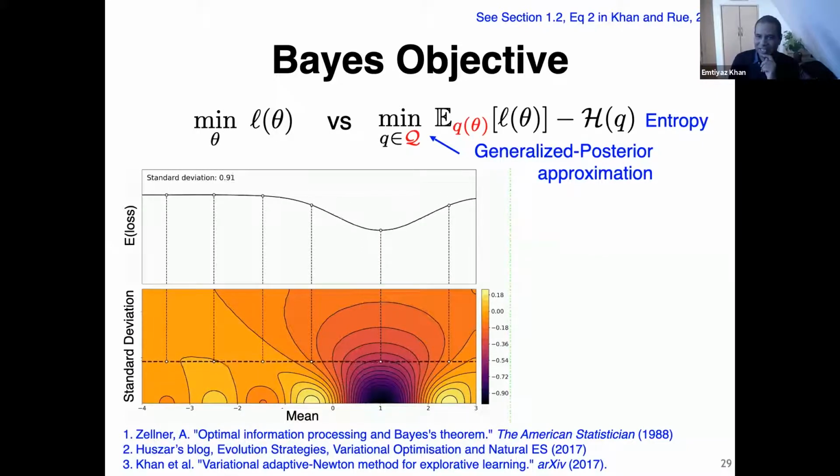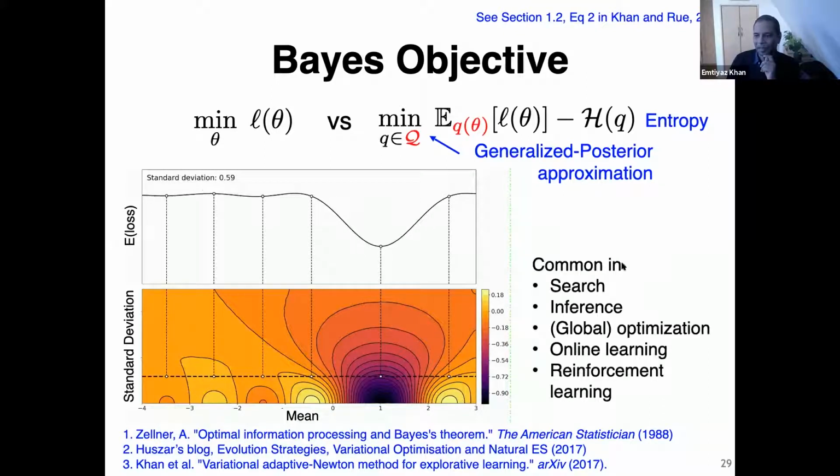Okay, so this idea actually appears in many other fields, and it's a very Bayesian idea, because you're searching for a global minimum, suppose.